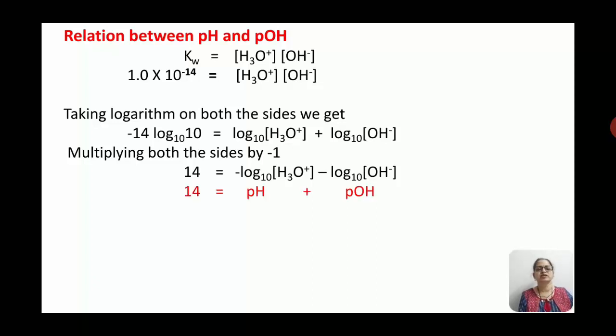So we will get the relation as 14 is equal to pH plus pOH. That means for any acidic solution, once you calculate pH, directly you can find out the value of pOH by subtracting the pH value from 14. Similarly, for any basic solution, when you calculate pOH, you can immediately calculate pH of the same solution by subtracting the pOH value from 14.